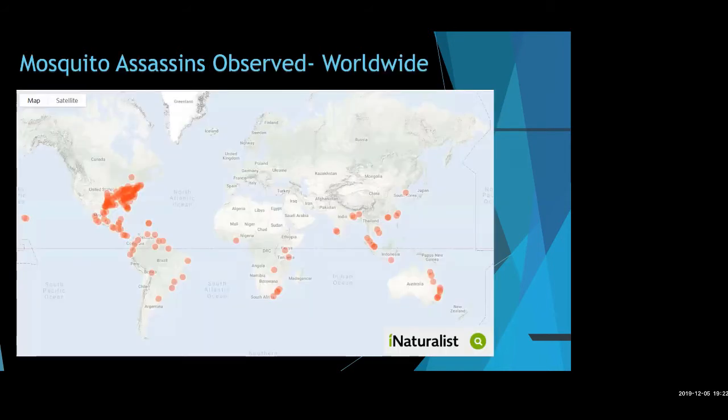But as far as the rest of the world goes, you might find the Toxorhynchides genus in the subtropics across the globe. And here we have a screenshot of an iNaturalist map where mosquito assassins, different Toxorhynchides species, have been observed, and you will notice that the majority are in the tropics, and then a hot blob over the US.